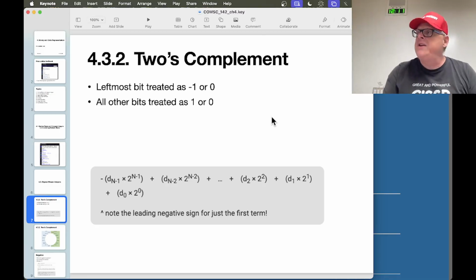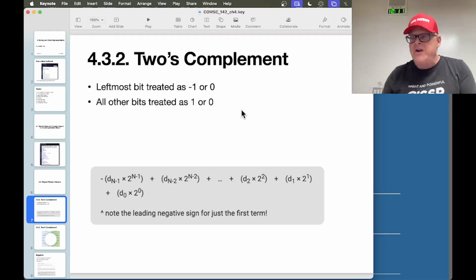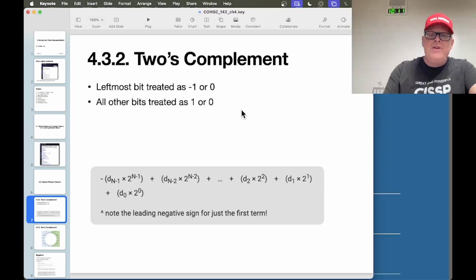All right, so then there's signed integers. Now, this is something that takes a little getting used to. Positive numbers are just represented as you'd expect. 0, 1 is a 1, 1, 1 is a 3, and so on. But for negative numbers, the leftmost bit is treated as the clue that it's negative, and all the other bits are treated as 1 or 0. So what you have is you take minus 2 to the n minus 1 plus these other digits.